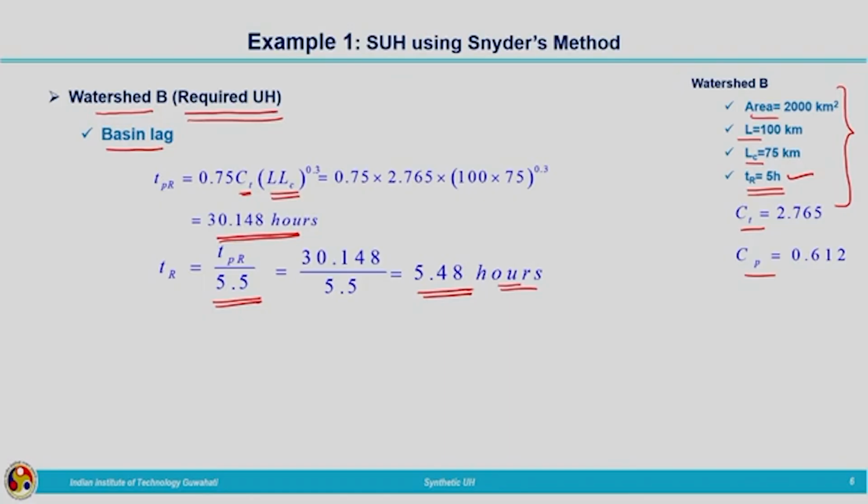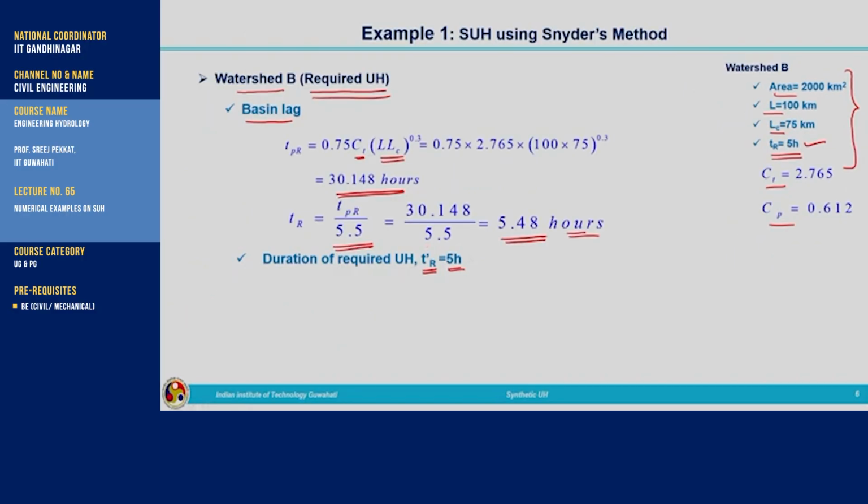So, definitely we need to redefine the basin lag by using the formula suggested by Snyder, as we have done in the case of the unit hydrograph of the gauged catchment. So, we can modify that. Here I am putting a notation TR dash as 5 hours. In order to avoid confusion, I have put a prime notation here. TR dash is 5 hours, do not get confused, it is the duration of the effective rainfall.